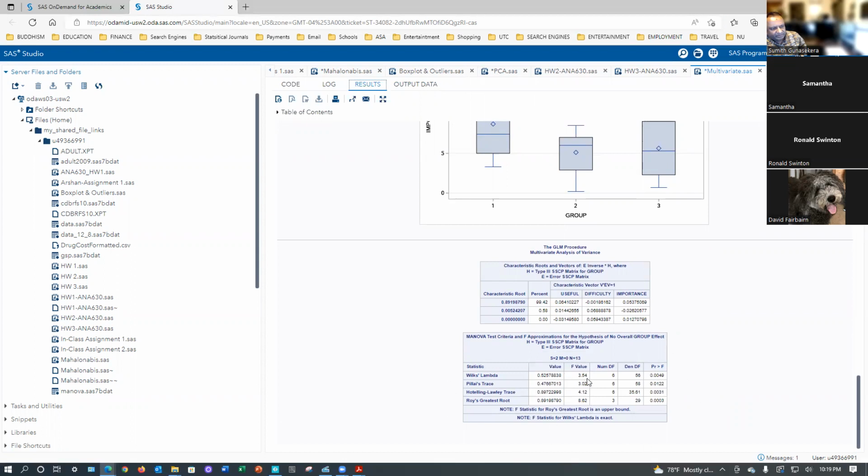X lambda, everything, see, 6 and 56, but in this one a little bit off, for these two numbers, 4.12 and 6, and when you calculate, you can get it done by hand, but we don't have to. Mainly, Wilks lambda, that p-value can be utilized.